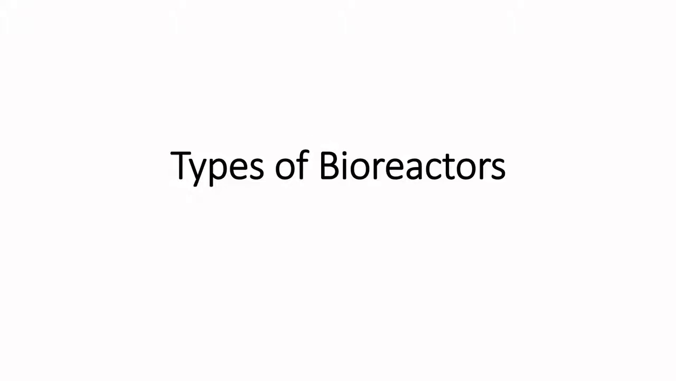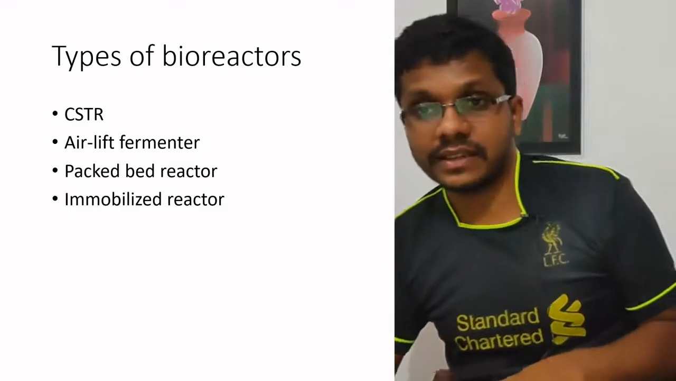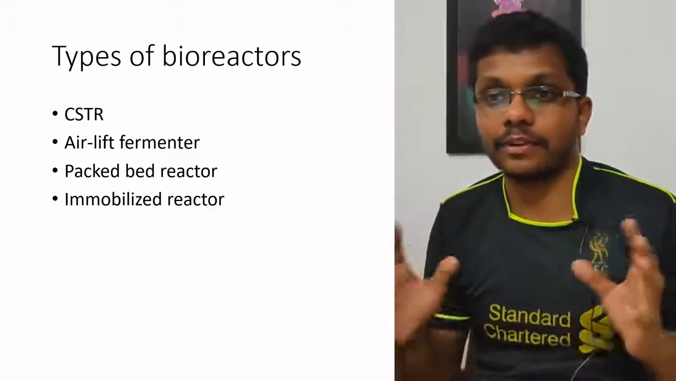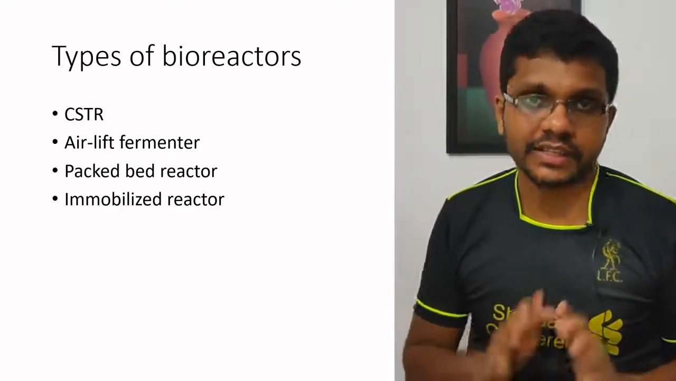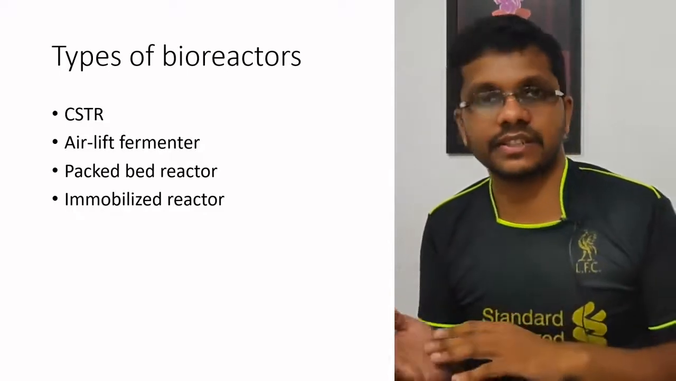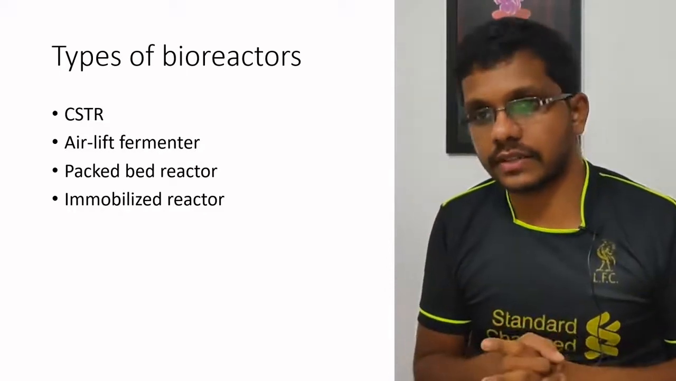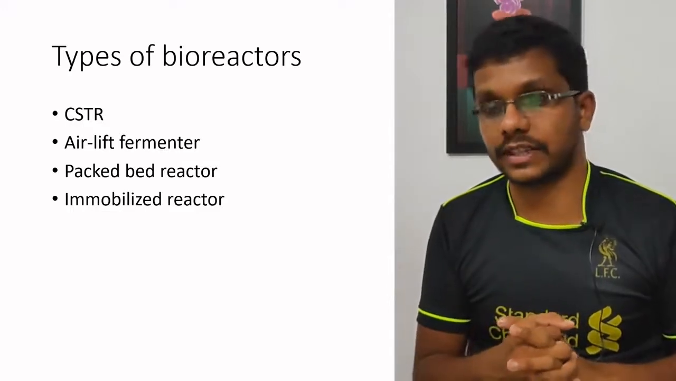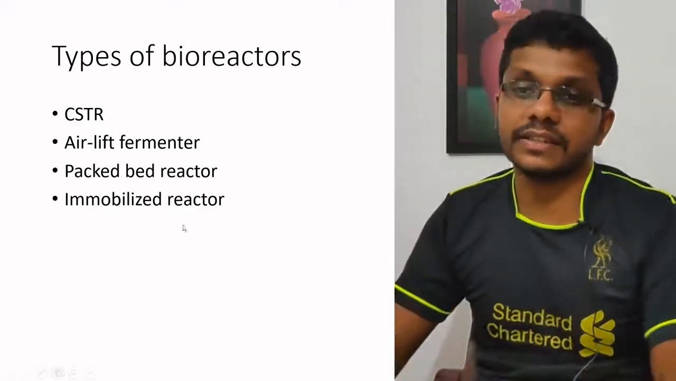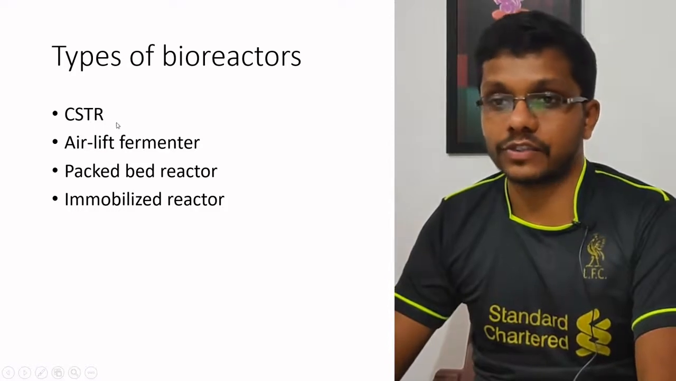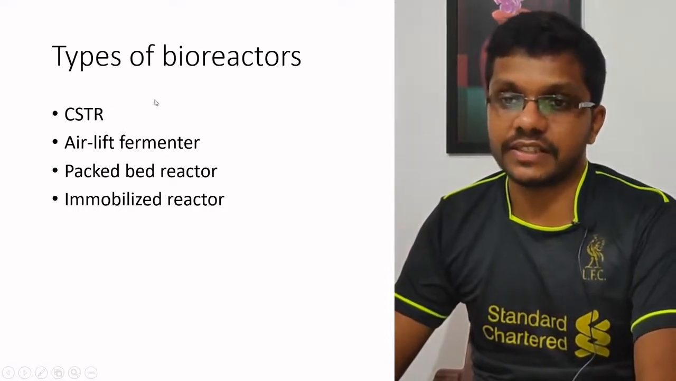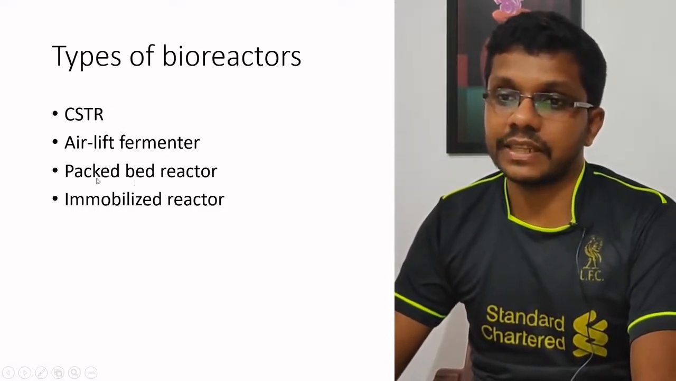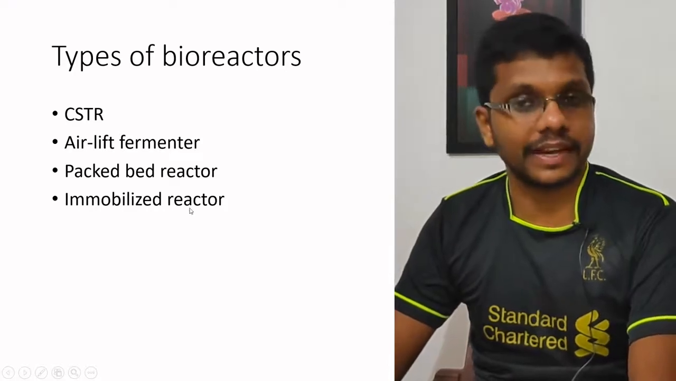So in this video I am going to talk about types of bioreactors. There are different forms of bioreactors used in the bioprocess industry, and some of the bioreactors can be used in wastewater treatment and solid waste treatment, and you might have studied it in your environmental biotechnology classes. These are the common types of bioreactors used in the bioprocess industry: CSTR, airlift fermenter, packed bed reactor, immobilized reactor.